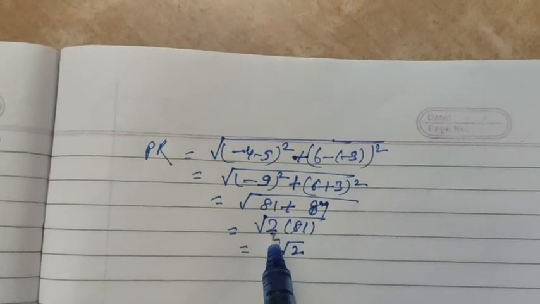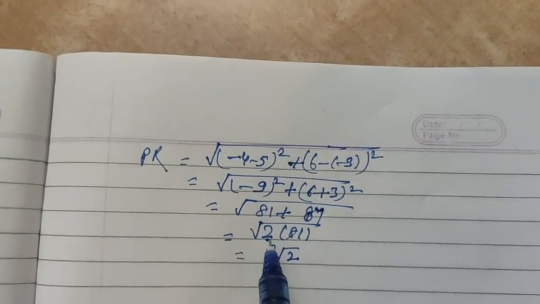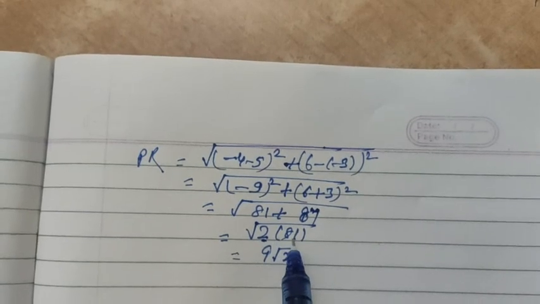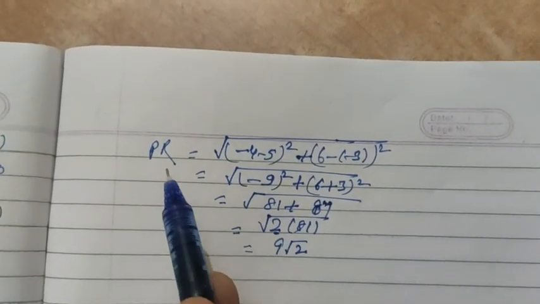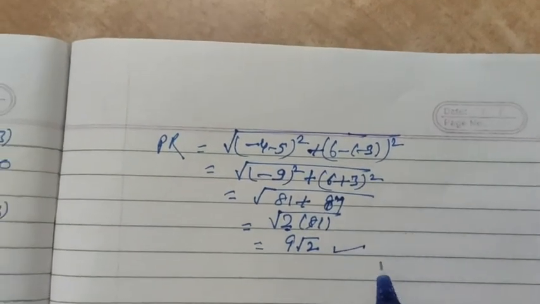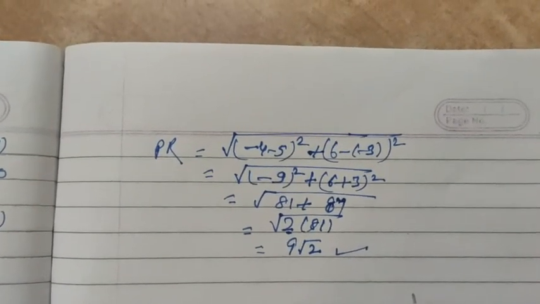Here 9 is not a prime factor of 2, so it can't be factorized further. Square root of 81 becomes 9, so we write 9 root 2. So PR we have as 9 root 2. This is all about question number 9. So pause the video and note it down.